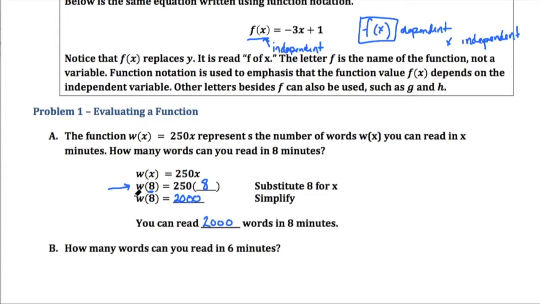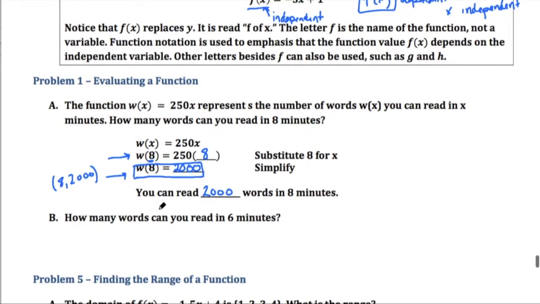Now, right here, this line here, w of 8 equals 2,000. Just to note, that is really the same information as if we had the ordered pair 8, 2000. Because 8 is our x value, or our independent variable value, and 2000 is the dependent, or y value. So that same information is packed into this statement as well. We'll use that a little bit more in the next chapter as well.